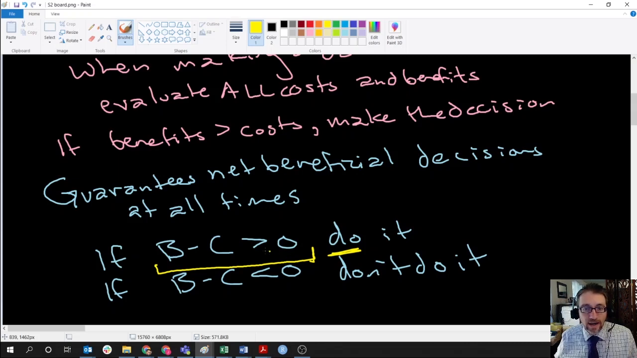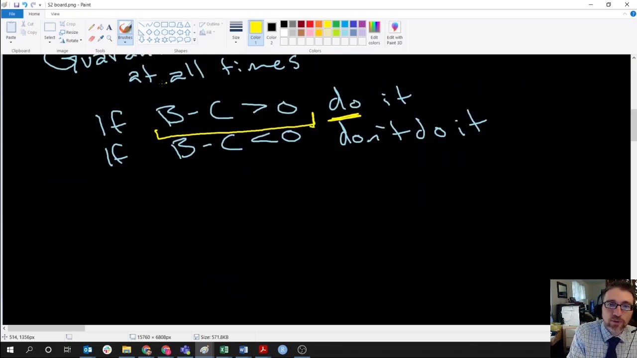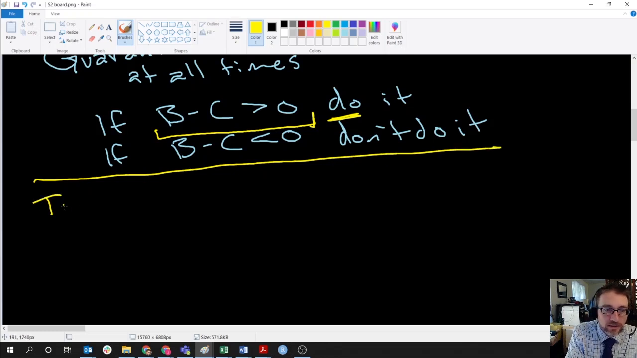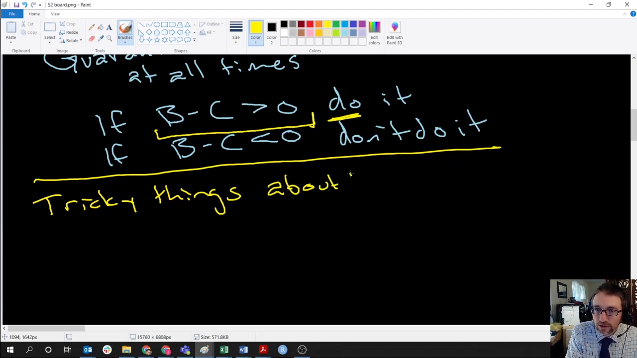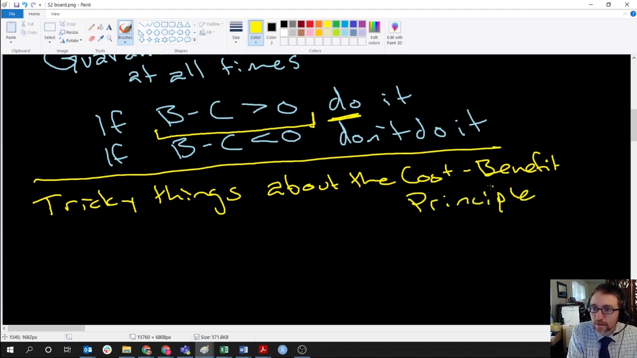Okay. Now, in practice, this can be tricky. Why might it be tricky? So, tricky things about the cost benefit principle. One tricky thing, maybe I'll do that in a second.